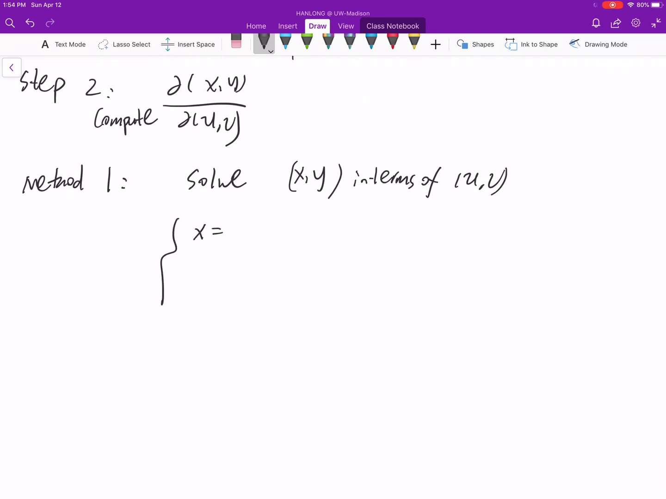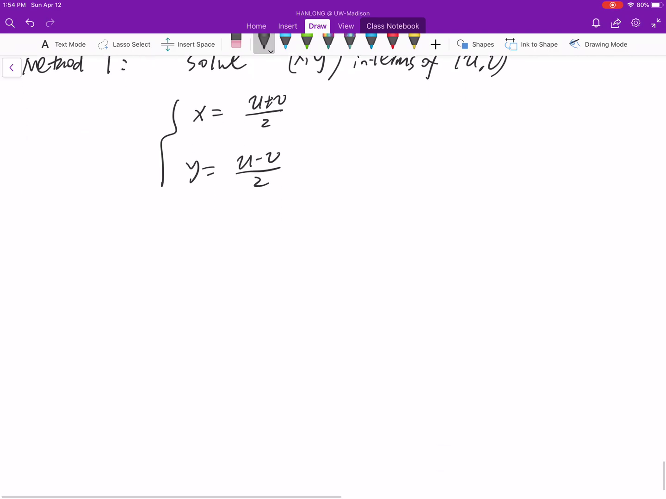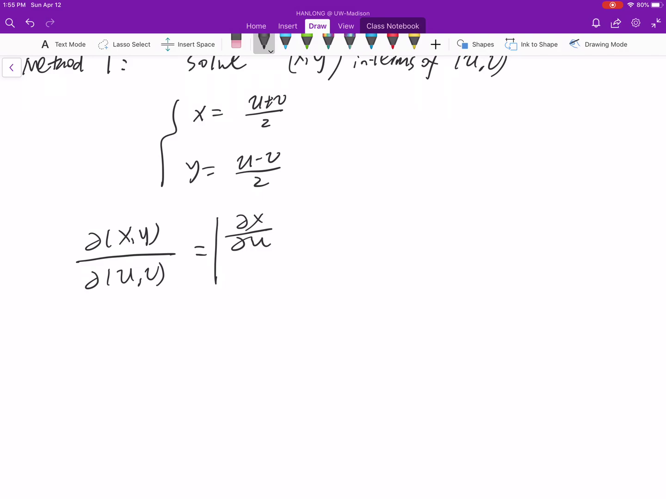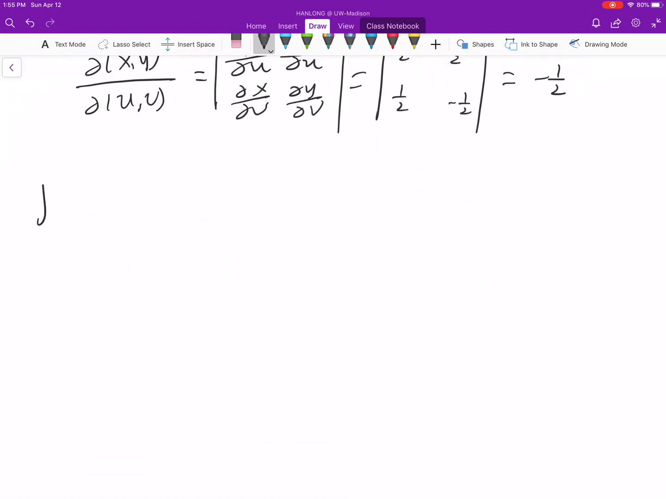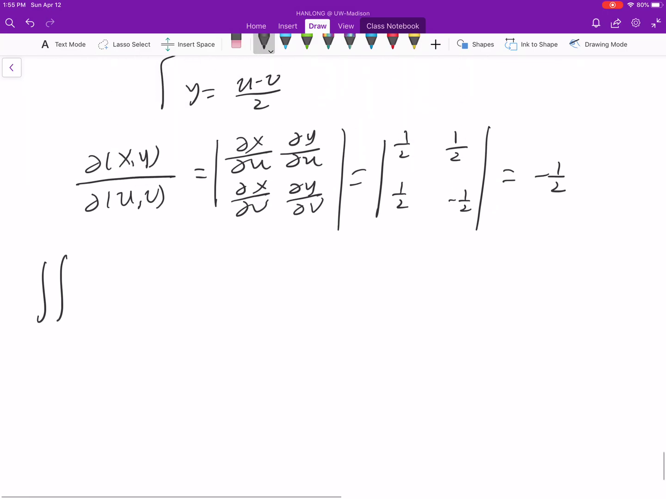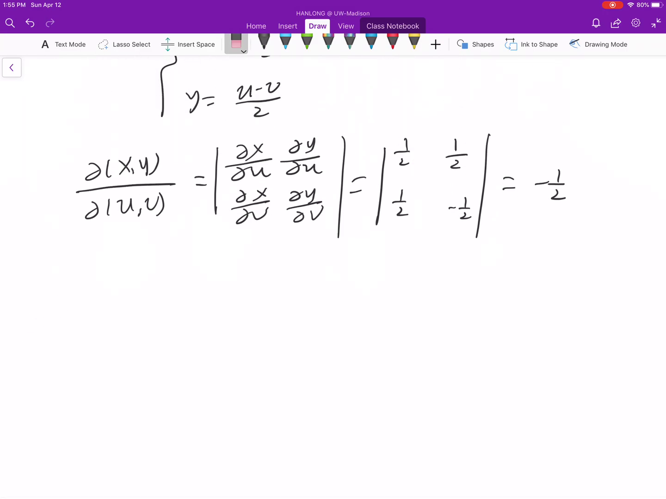You can do that. This is a linear equation. You have this one, and then you compute this: partial x, partial v, partial y, partial v. So it's 1/2, 1/2, 1/2, negative 1/2, which gives negative 1/2. Okay, so we will leave the last calculation to the last step.